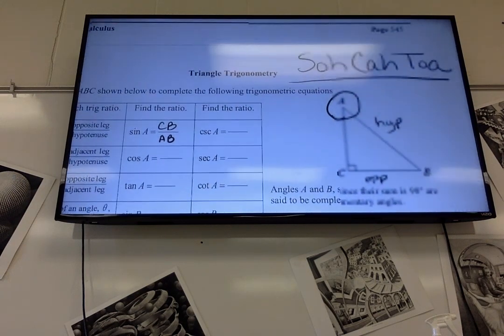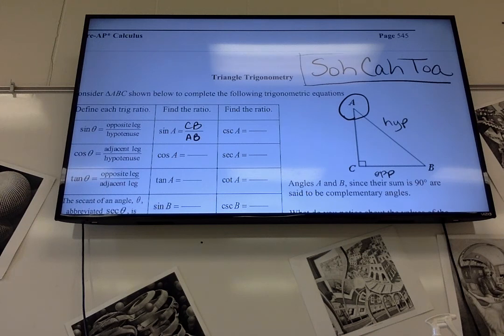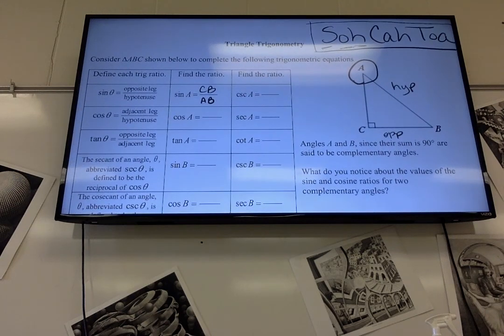Or, if you remember SOHCAHTOA, S is sine, O is opposite, H is hypotenuse. But spelling obviously is important. If you don't spell it right, then you're not going to know which goes with which. I'm not going to worry about cosecant or anything yet. Let's look at cosine right below it. Cosine of A is the adjacent leg.